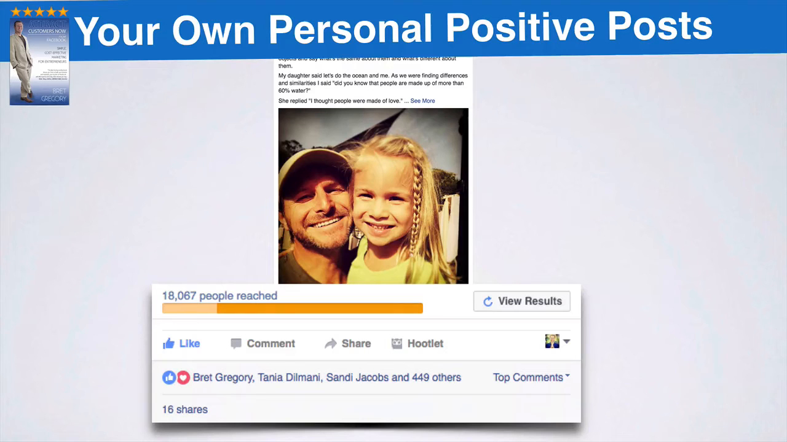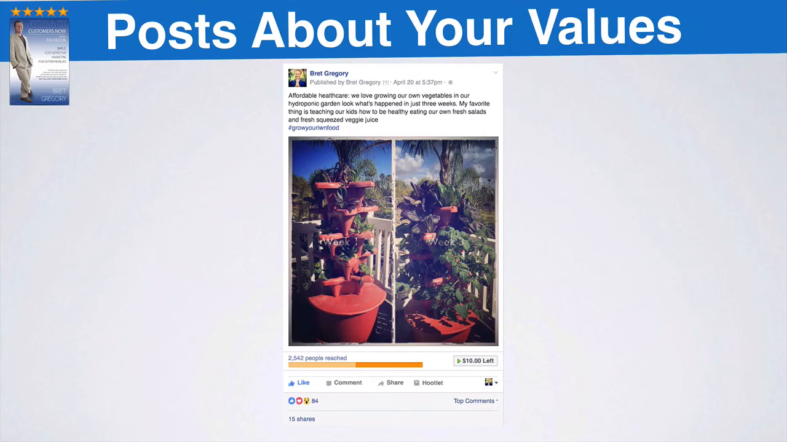And it got 449 likes and 16 shares, but it reached 18,000 people with like a $10 or $20 Facebook ad spend. Okay, so when we do this, we attract people that we share values with. I want to attract people who have good family values. I want to attract customers that have good family values, that know that I'm not going to be available on the weekends for calls. And because customers who have good family values know that, they will be great customers, okay? So you do these posts about your values.